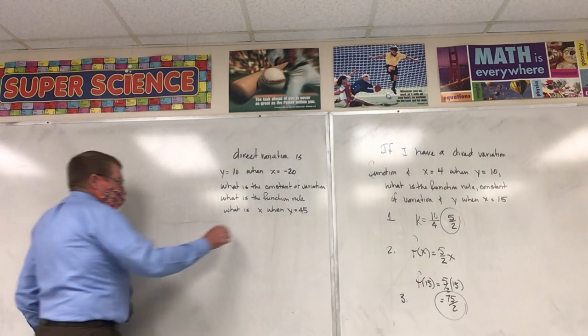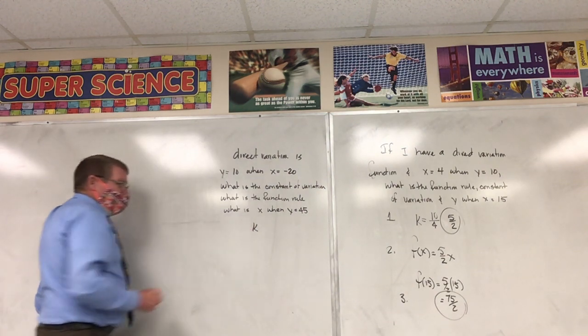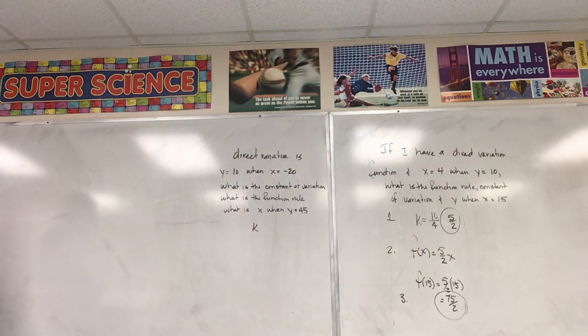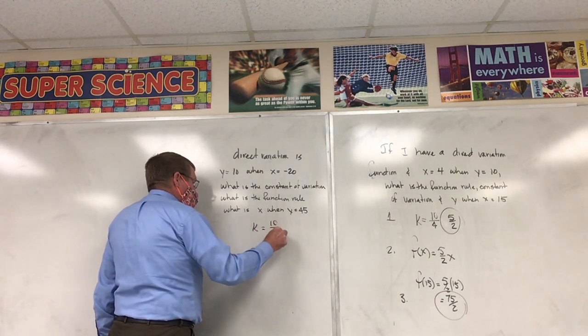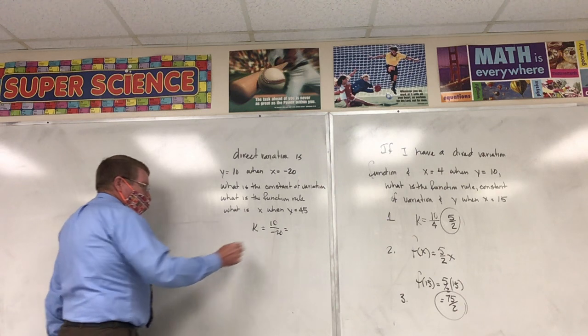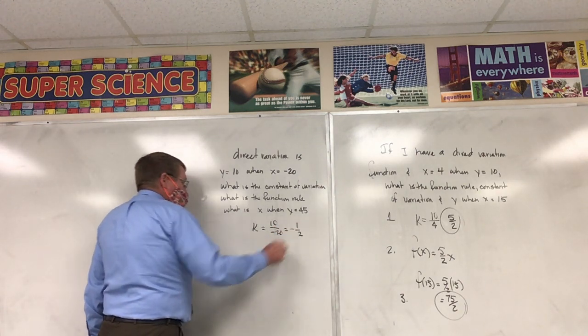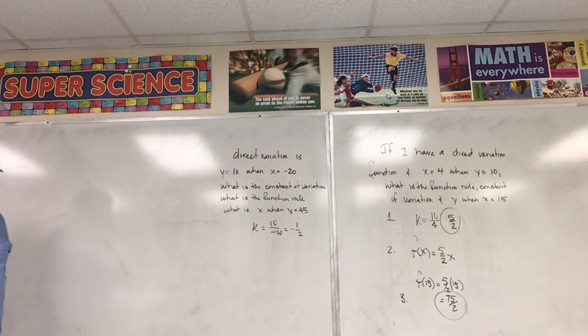So the first one I want to find is k. How do I find k? How do I find the constant of variation? Y divided by x. That's going to be 10 divided by negative 20, which is negative 1/2.